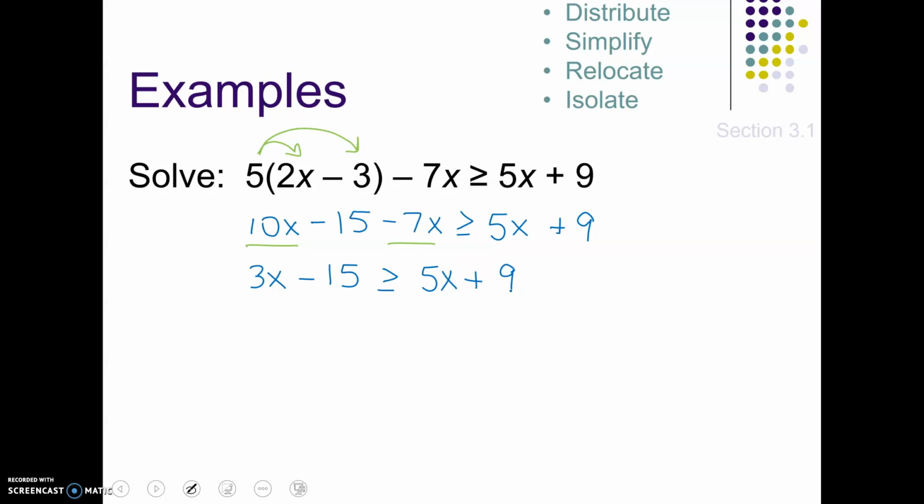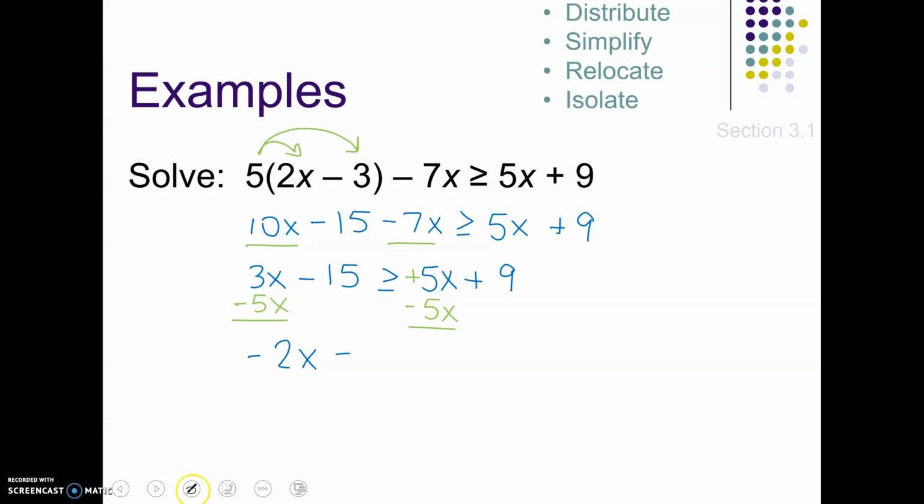So I've distributed, I have cleaned things up, and now I need to relocate. I'm going to relocate my letters to the left and my numbers to the right. So my 3x is fine on the left where it is, but my 5x on the right needs to move. Currently 5x is positive, so I will detach it with subtraction, which is fair as long as I do the same thing on the other side, again, to maintain the balance. And so 3x minus 5x gives me negative 2x.